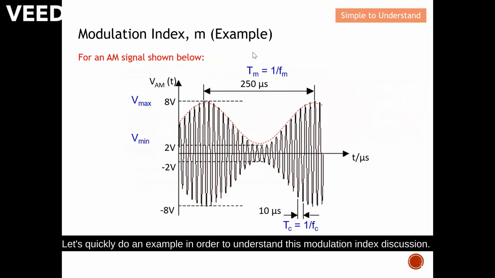Let's quickly do an example in order to understand this modulation index discussion. For the AM signal shown below, this is a typical AM signal in the time domain. From here, you can extract some formulas. Firstly, I know the Vmax. Second, I know my Vmin. I can also compute my modulating frequency, which is 1/250 microsecond, so this is the period of the modulating signal. I can also calculate the frequency of my carrier signal, which is 1/10 microsecond. Now we are ready to do this question.